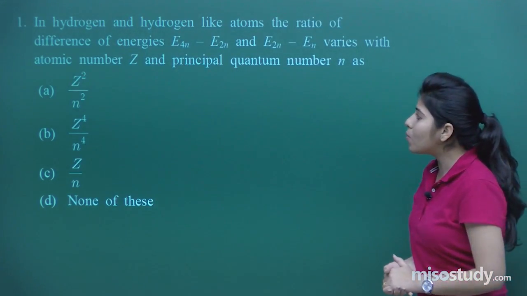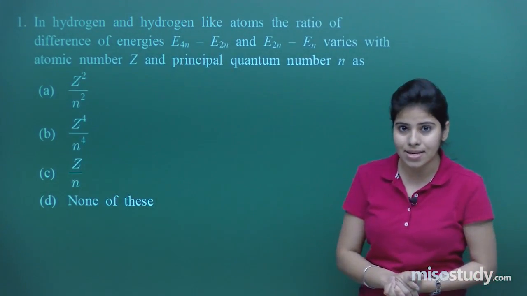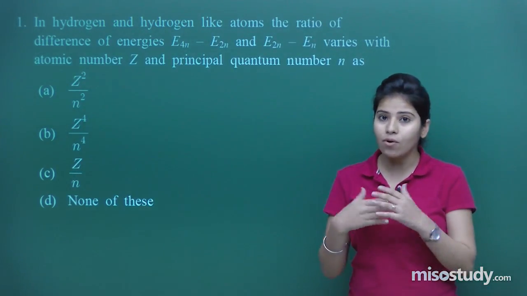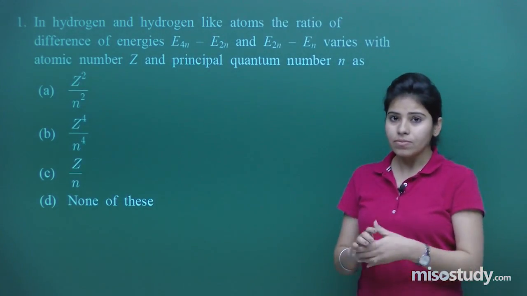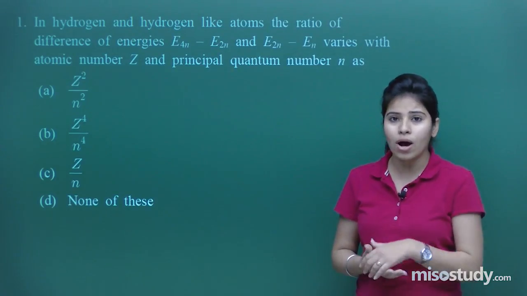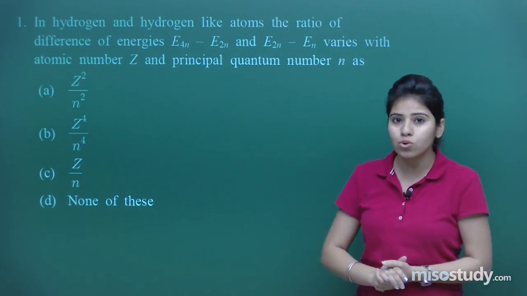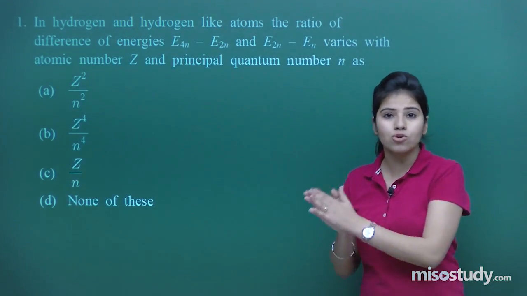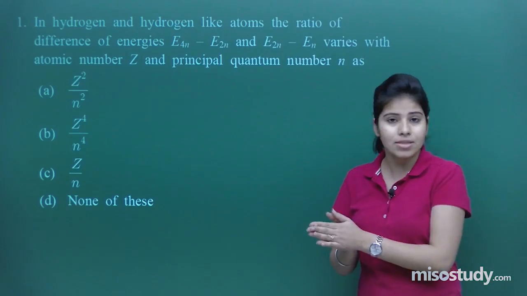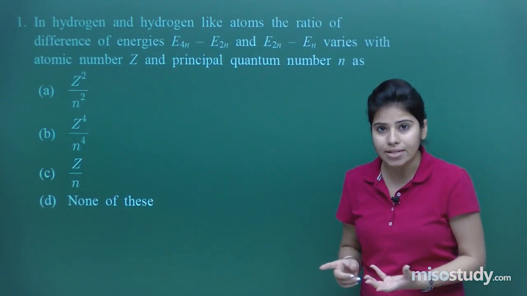So question number 1 says that in hydrogen and hydrogen-like atoms, as my dear students, I have already discussed what are hydrogen-like atoms. Because hydrogen, as you know, is 1H1, and if I am talking about hydrogen-like atoms, that means their atomic number is going to be different. That will not be 1, their atomic number will be something else.